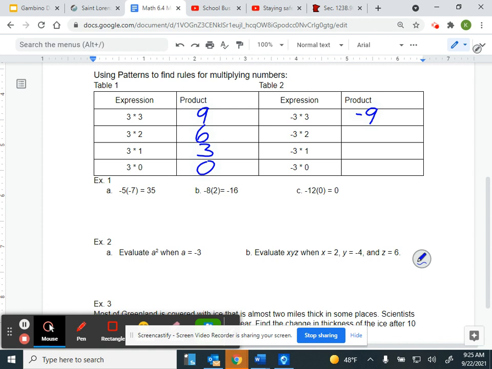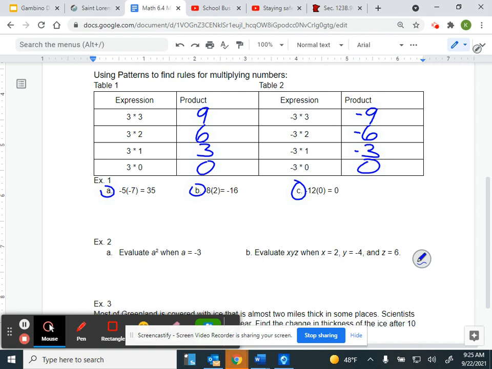Negative 3 times 2, Tristan? Negative 6, because again, it's that negative times the positive. Negative 3 times 1, Mia. Negative 3. And a negative 3 times 0, Adrian. 0.